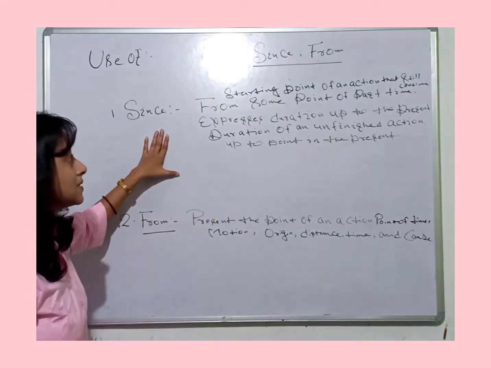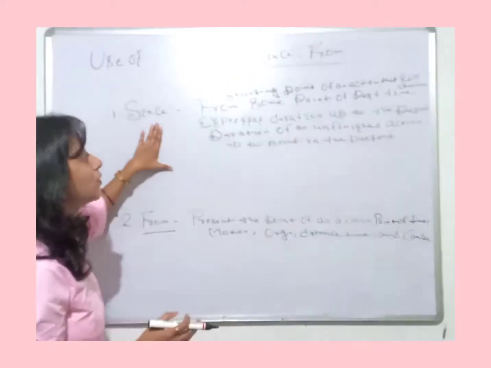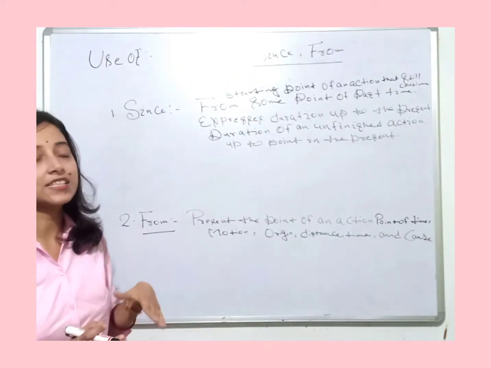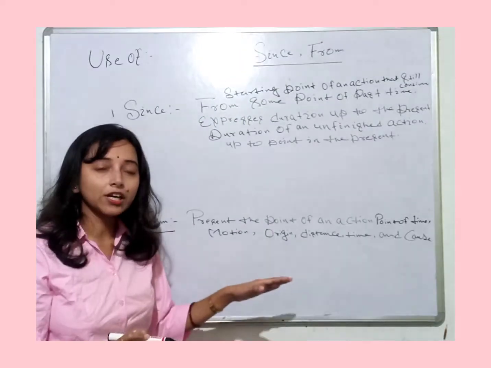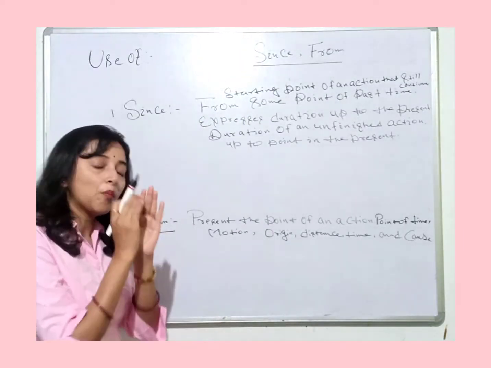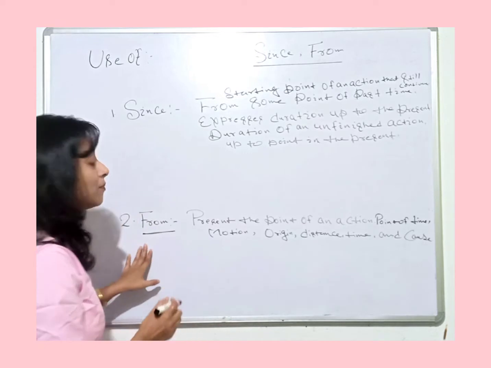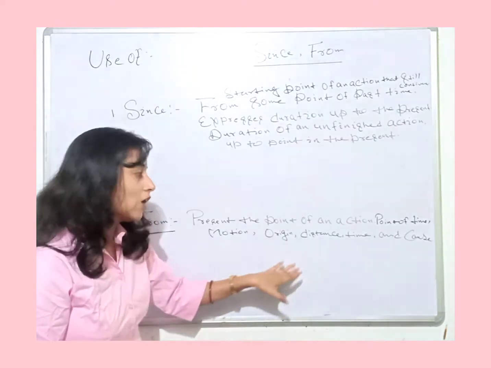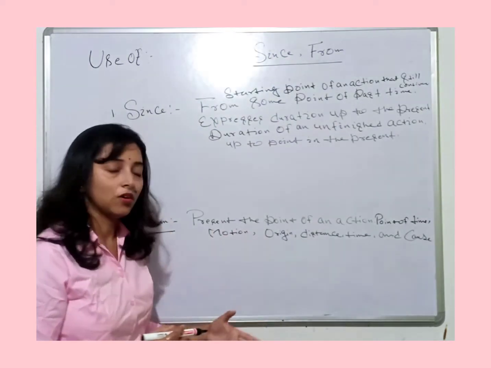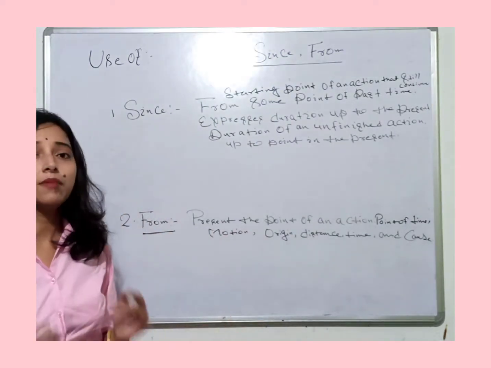But in the case of since, what does it denote? It denotes the starting point of an action that is still continuing. In the case of from, it is not continuing. It just suggests the point of time. From is also used in the sense of motion, origin, cause, distance, and time. Now we will see examples.